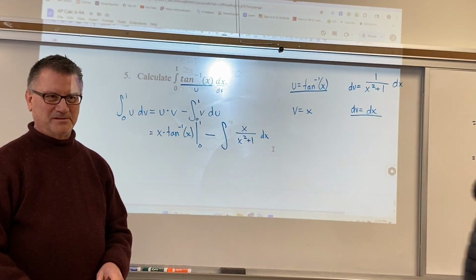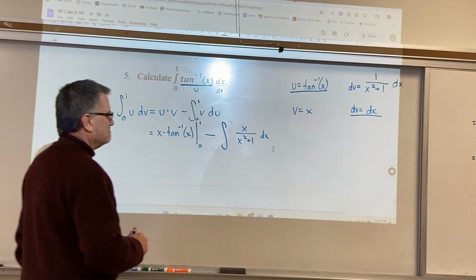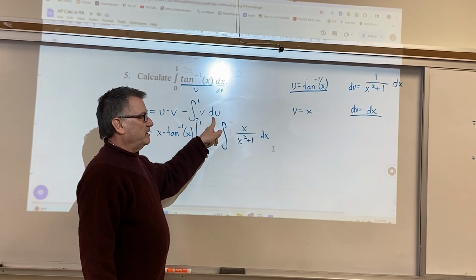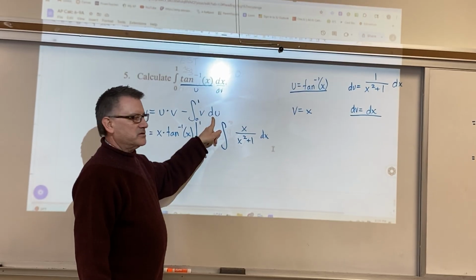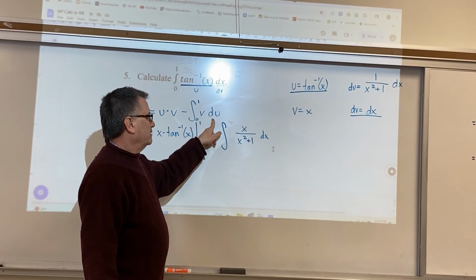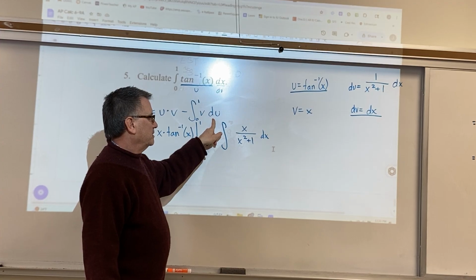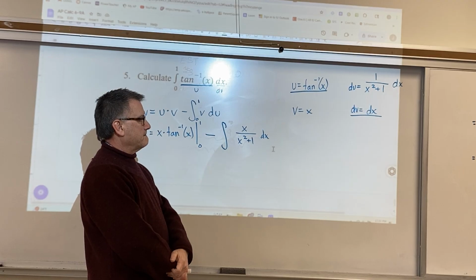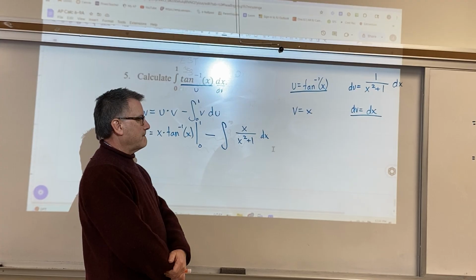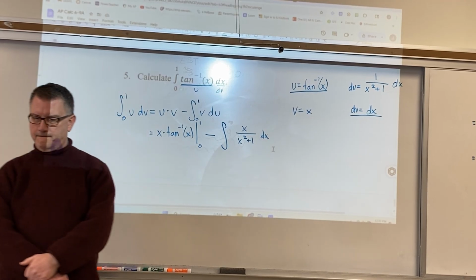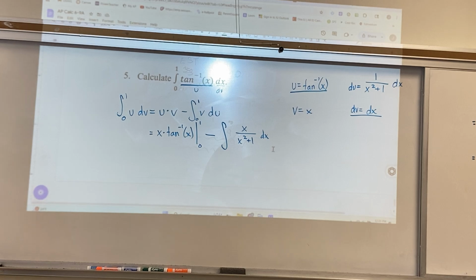Oh, it's over here. This one was in terms of u. When it was in terms of u, I was going from 0 to 1, in terms of u. Now I want it in terms of x. What am I going to plug it into?